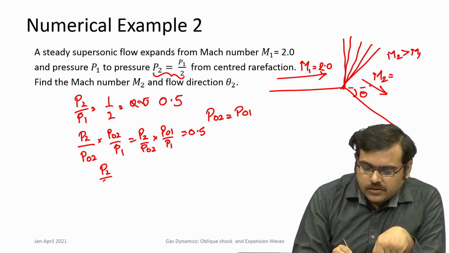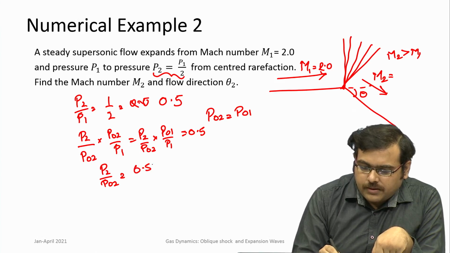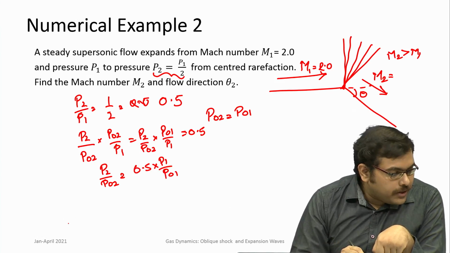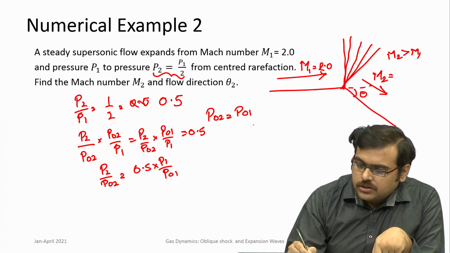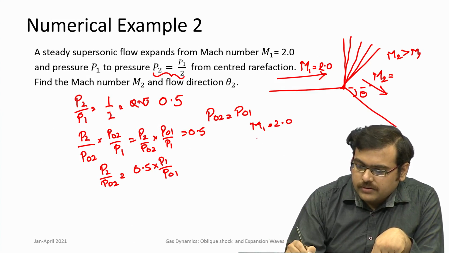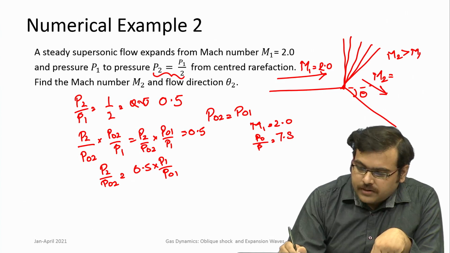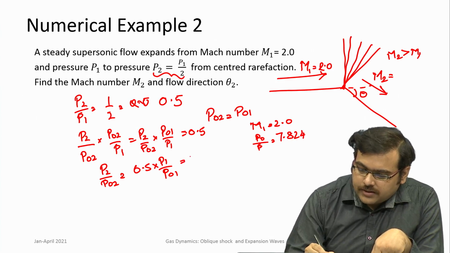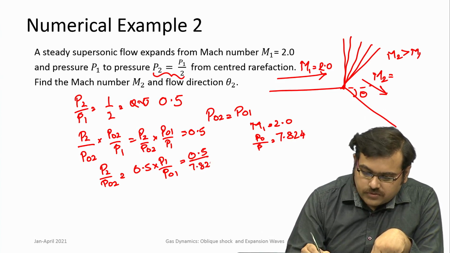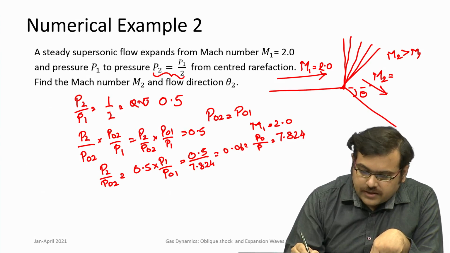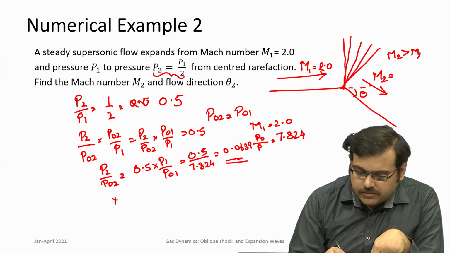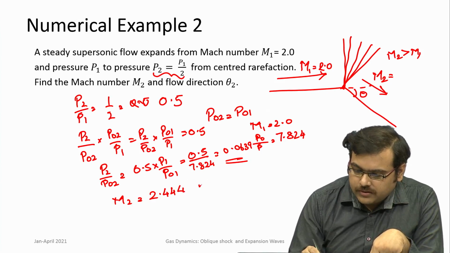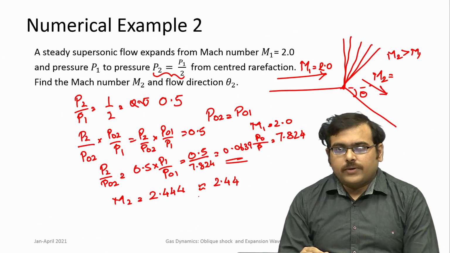So P2 by P02 is equal to 0.5 multiplied by P1 by P01, and P1 by P01 can be found from the isentropic charts for Mach number equal to 2. For M1 equal to 2.0, P0 by P is 7.824. So you get 0.5 by 7.824, which is 0.0639, and the corresponding Mach number for P2 by P02, M2, is 2.444. So approximately 2.44. So you get the Mach number.